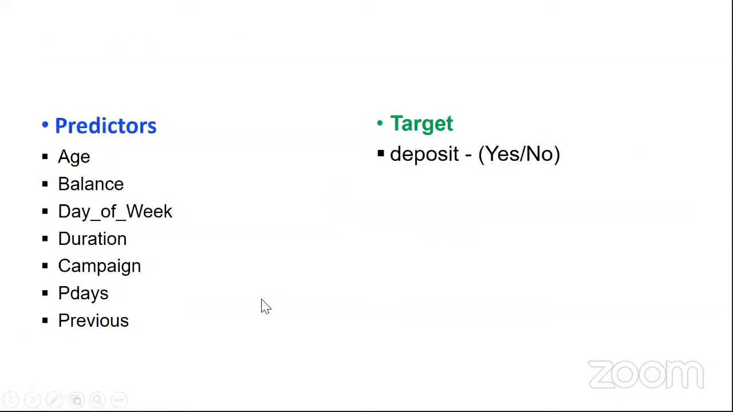Hence, the data are broken down into two parts, that is explanatory variables or predictors. Typically, we are going to study the age, account balance, the day of the week, the call duration, the campaign type, the previous number of days since the last call was made, and the previous outcome. While our target in the project is to determine whether a customer would buy the deposit, either yes or no.